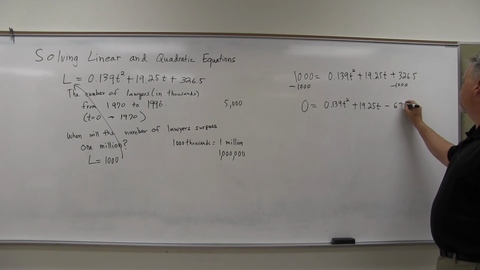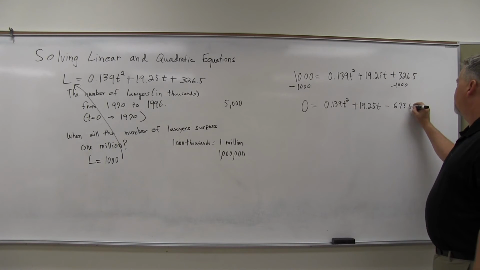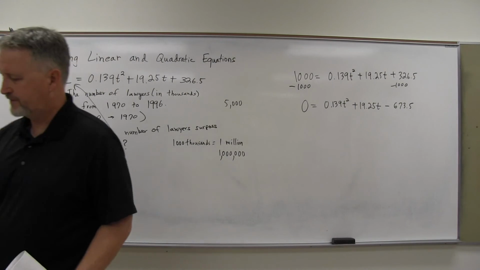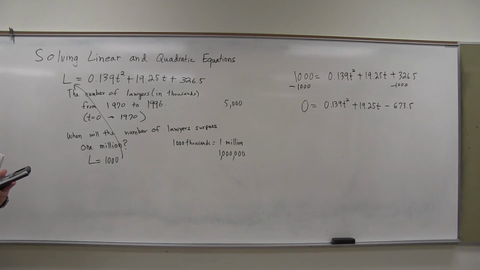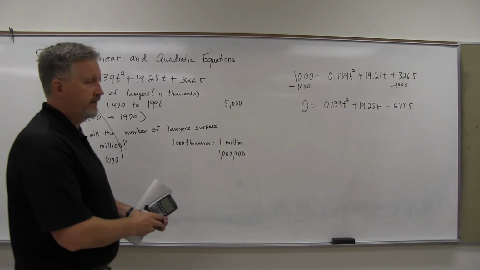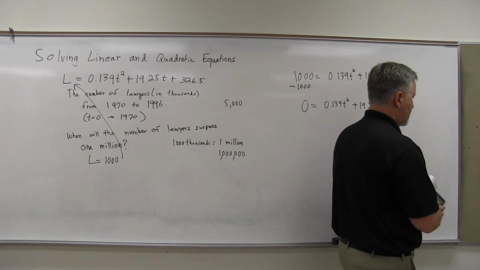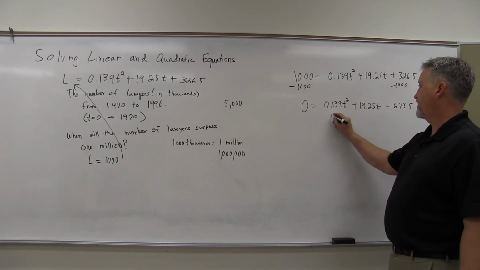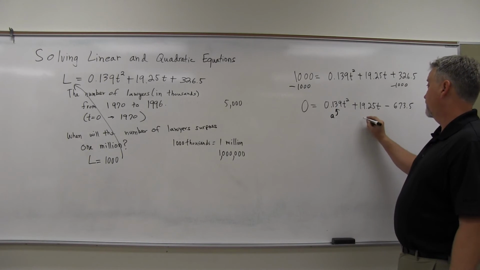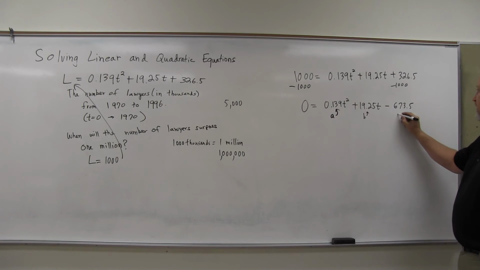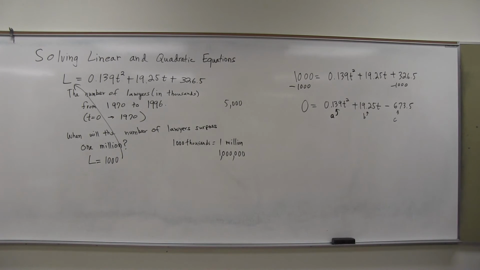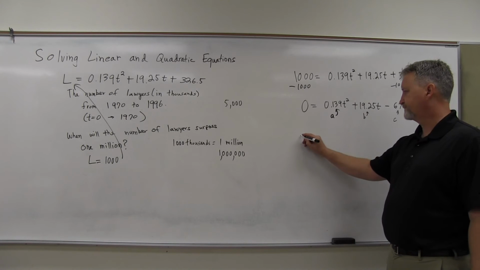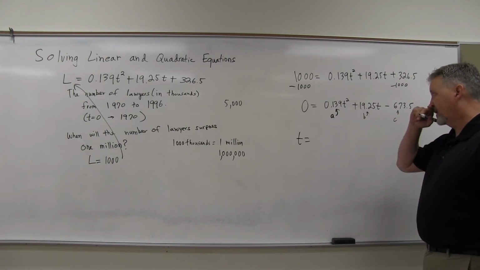Is that going to be 673.5? 326.5 minus 1,000, check, just to make sure. Negative 673.5. Okay. Now, like I said, the quadratic formula. So my A is 0.139, B is 19.25, and C is negative 673.5. If I plug those in, we have T instead of X.